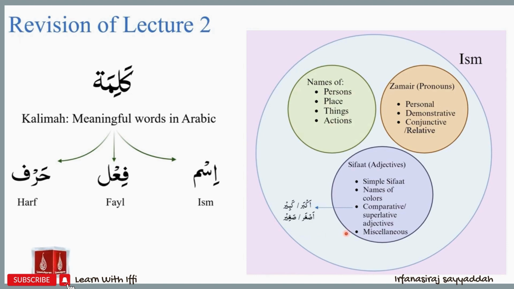Finally, sifat will include a category of words such as the words sajid versus masjud, abid versus ma'bud. Sajid is the one performing sajda. Masjud is the one towards whom sajda is performed. Abid is the one who worships. Ma'bud is the one who is being worshipped. So these are some of the categories of ism that were studied in the second lecture.